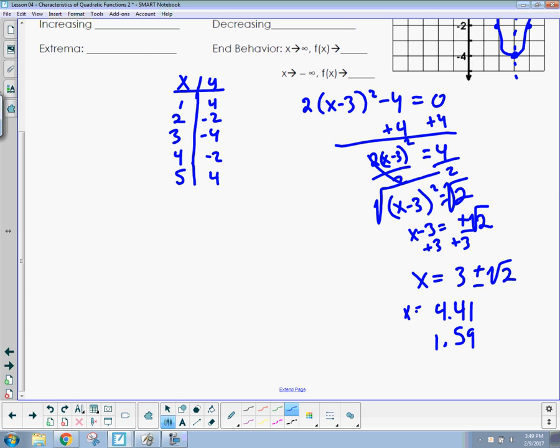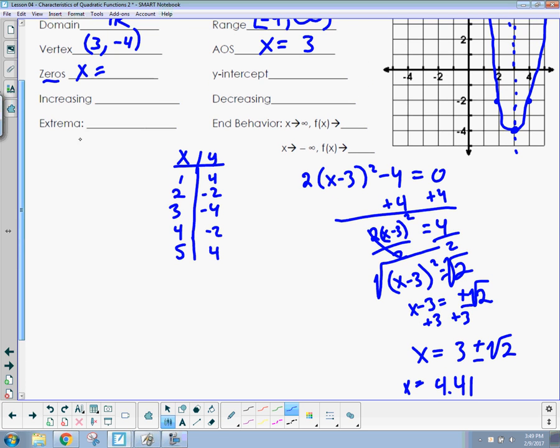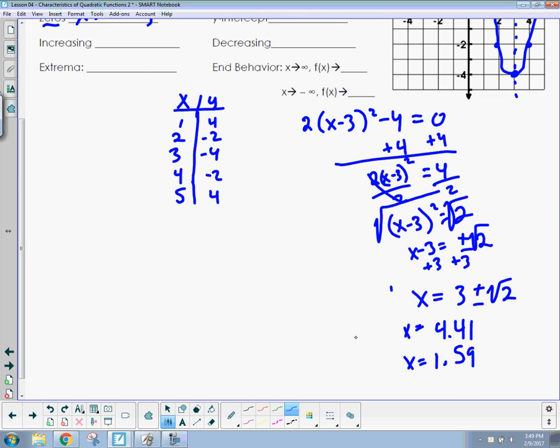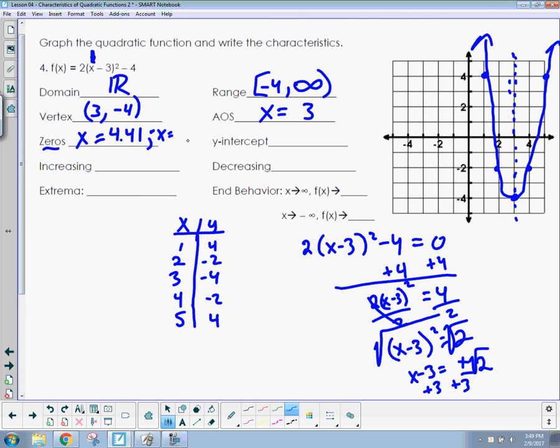Okay? So 4.4, so that's right here. And then I'm going to put a little comma here. x equals, a little semicolon. I think that's semicolon. 1.59. Notice those are equal signs, okay? That's what the zeros are.